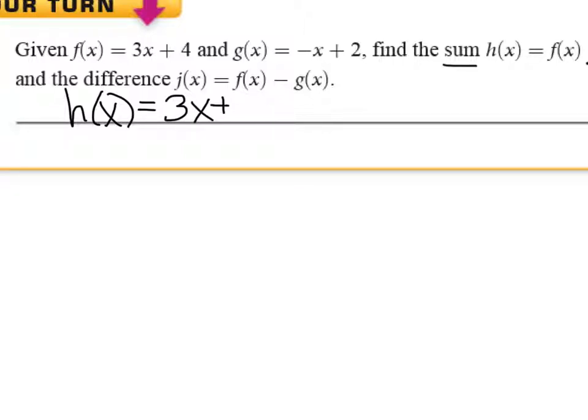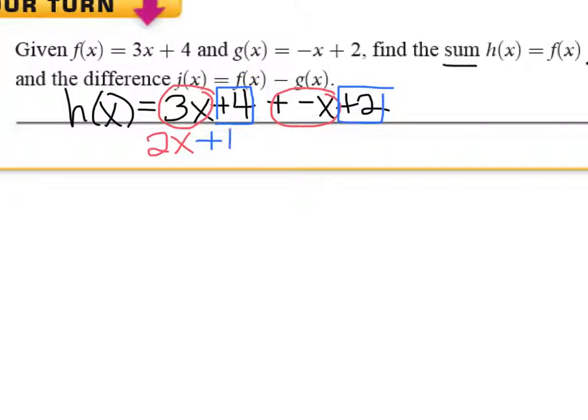which is 3x plus 4, plus, with a plus sign, it's not as important to put in parentheses. If that helps you so you don't forget during subtraction, feel free to put them in parentheses. Negative x plus 2. And now we look for like terms. So I have a 3x plus negative x, so that's going to be 2x. I then have a positive 4, positive 2, which will make a positive 6. So h of x, our new function, is equal to 2x plus 6.